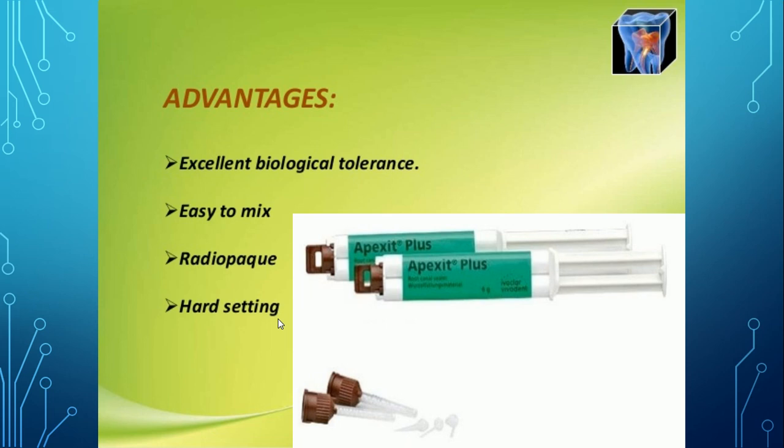Advantages of Apexit are excellent biological tolerance, easy to mix, radiopaque, hard setting. As you can see in the picture, Apexit is available in syringe form. In the syringe there is a base and catalyst, and when we press it, both catalyst and base are mixed automatically, so we do not need to mix the base and catalyst separately.